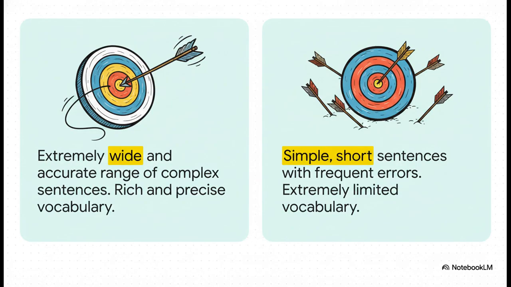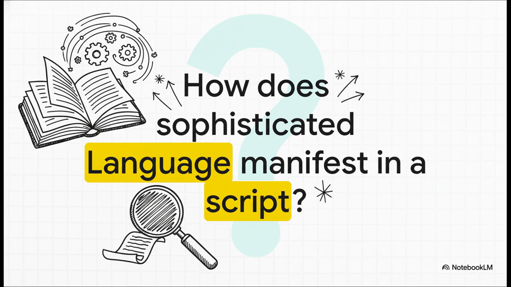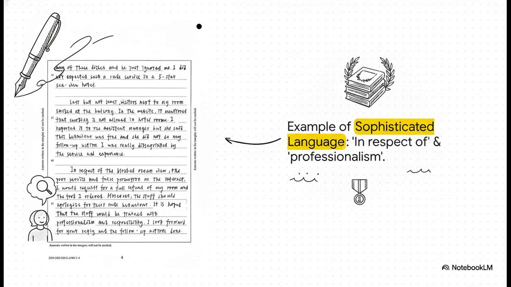And the contrast here is just night and day. A weaker script might be understandable, sure, but it's probably using simple sentences and basic words. A strong script, on the other hand, shows real command. The writer is making very specific, deliberate choices with their words to get a particular effect. So let's go back to our example. Where do we actually see this high-level language at work? It's right here. Look at the choice of words. Instead of just "about the view," the candidate writes, "in respect of the blocked ocean view." They don't just say the staff should be better. They hope the staff can be trained with professionalism and responsibility. This vocabulary is so precise, it's formal, and it's absolutely perfect for the tone of a complaint email.